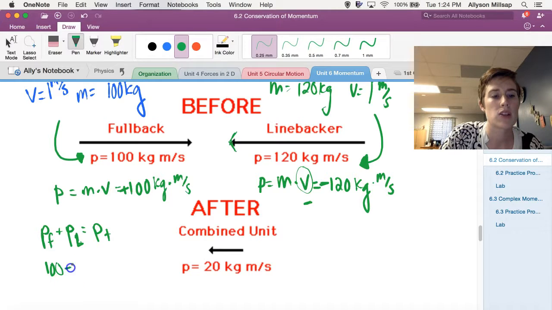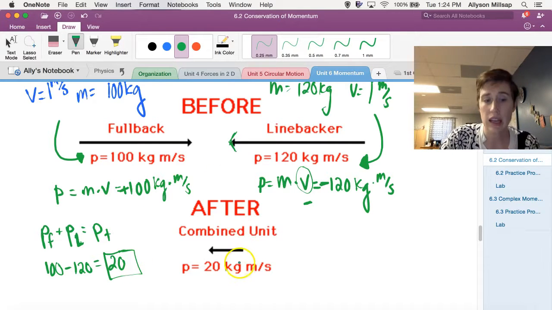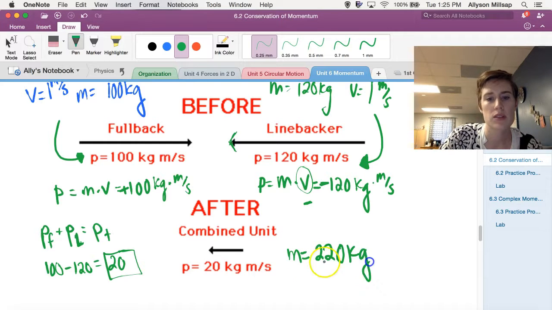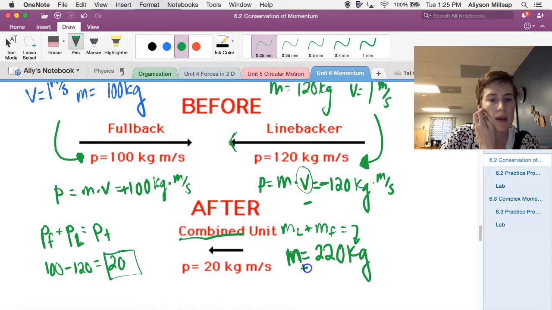So we actually are subtracting these because the momentum of the linebacker is negative. So our total momentum is 20. After they hit, it wants to know what the momentum is. After they hit, we have a combined mass of 220 kilograms. I got that because they're combined, so I just added the masses together, the mass of the linebacker and the mass of the fullback. So that's my total mass, right?